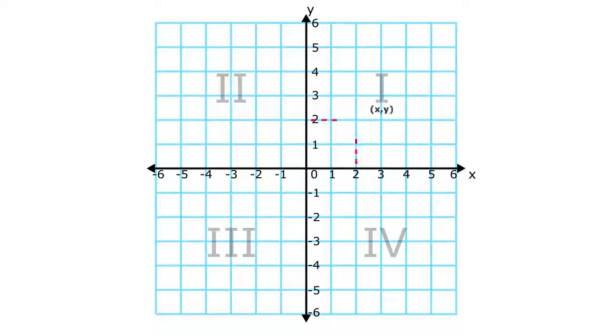Any point in quadrant 1 will have positive numbers for the x and y coordinates. For any point in quadrant 2, the x-coordinate will be negative, but the y-coordinate will be positive. In quadrant 3, both the x and y coordinates will be negative. And lastly, in quadrant 4, the x-coordinate will be positive, but the y-coordinate will be negative.